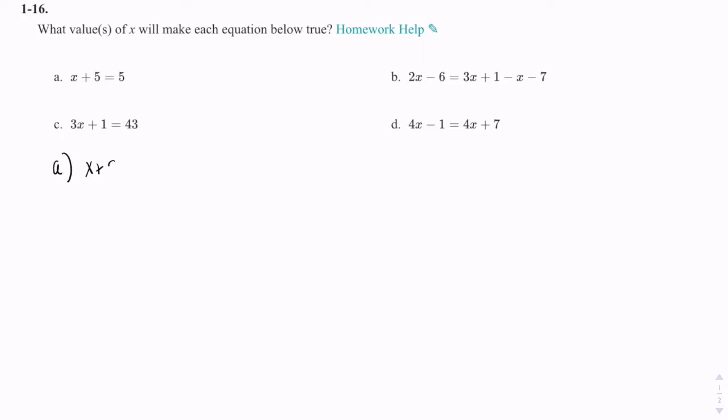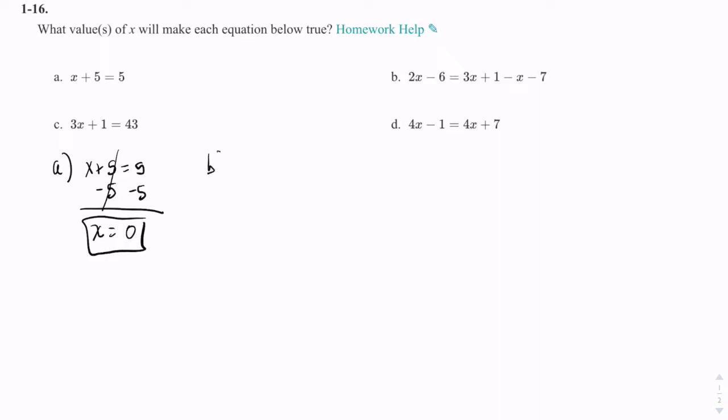So x plus 5 equals 5. What we're going to do is isolate that variable, that x, and we're going to subtract 5 from both sides. And our properties of equality let us do that. And these cancel, and we get x equals 0, right?